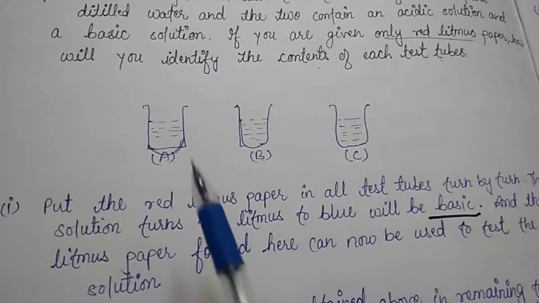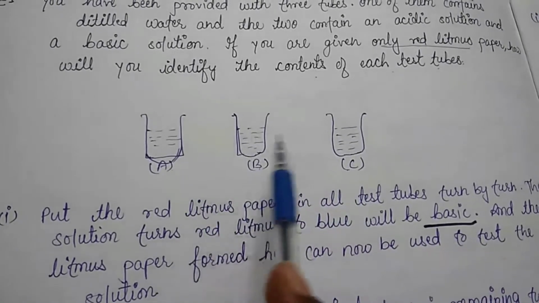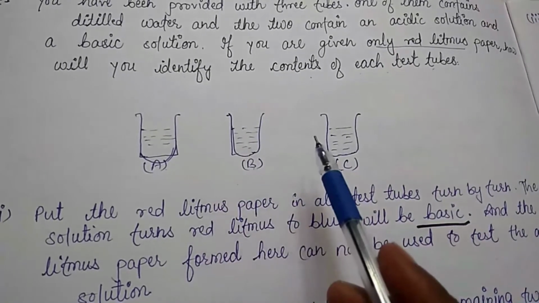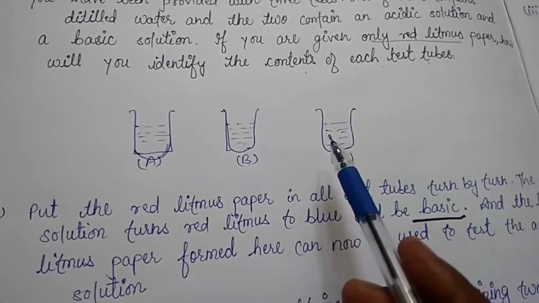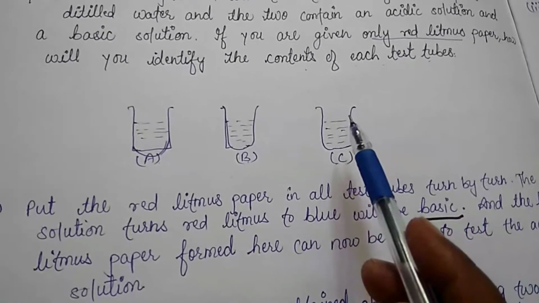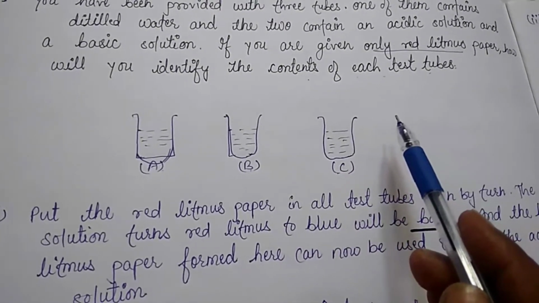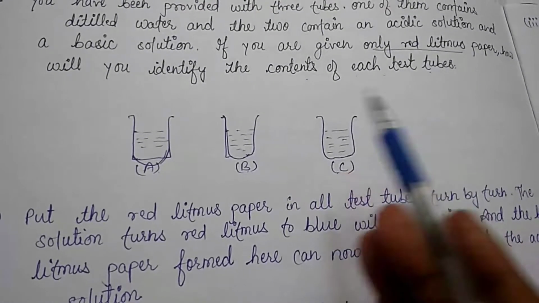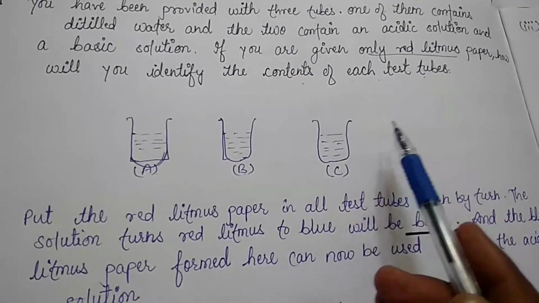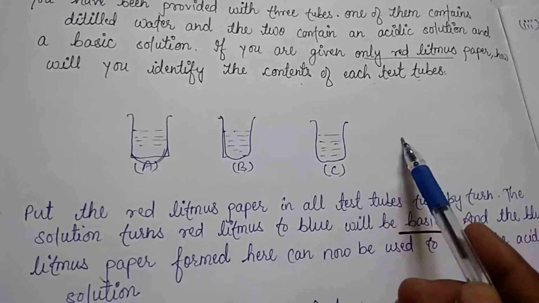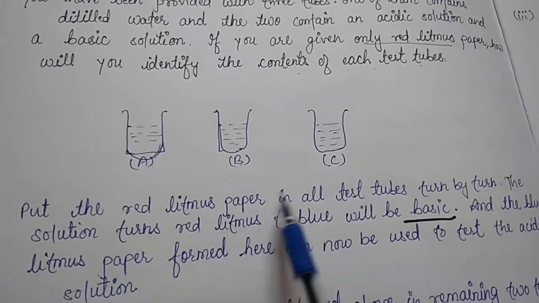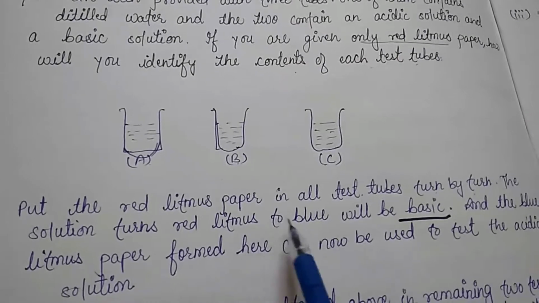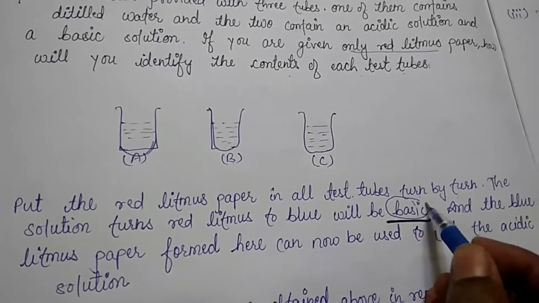Now see children, firstly we put the red litmus paper in all test tubes one by one. If this red litmus paper turns blue in any of these, then that test tube contains basic solution. Because earlier I have explained that if red litmus paper turns blue in color, that will be a basic solution. Now put the red litmus paper in all test tubes one by one. The solution which turns red litmus to blue will be basic solution.